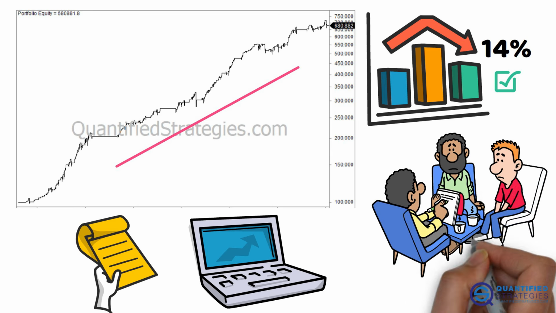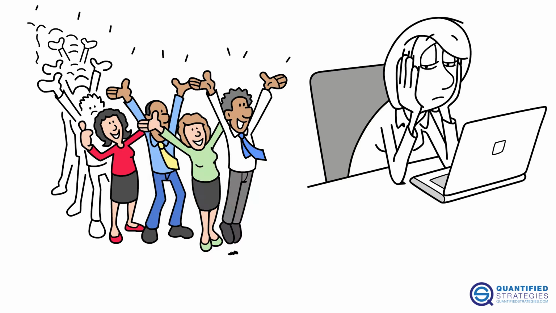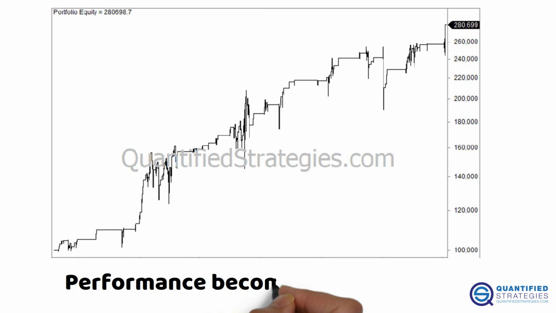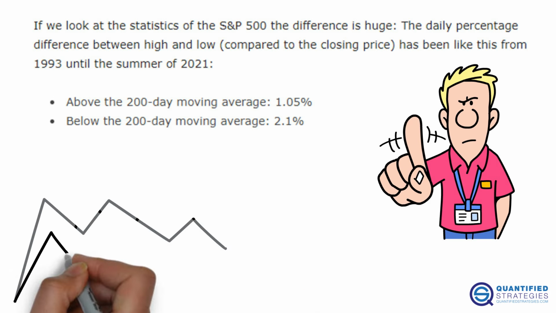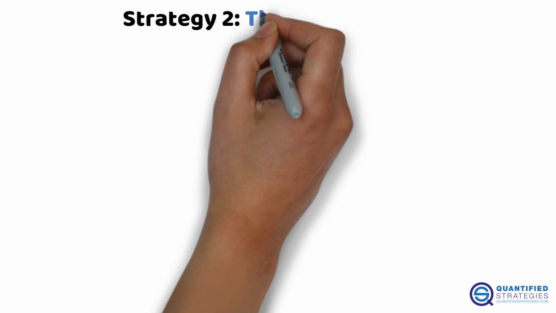That's a psychological advantage, as most traders find losses more painful than they enjoy wins. What happens if we flip the filter and only trade when below the 200-day average? Performance becomes more erratic. And that's no surprise because volatility is twice as high when the price is under the 200-day moving average.